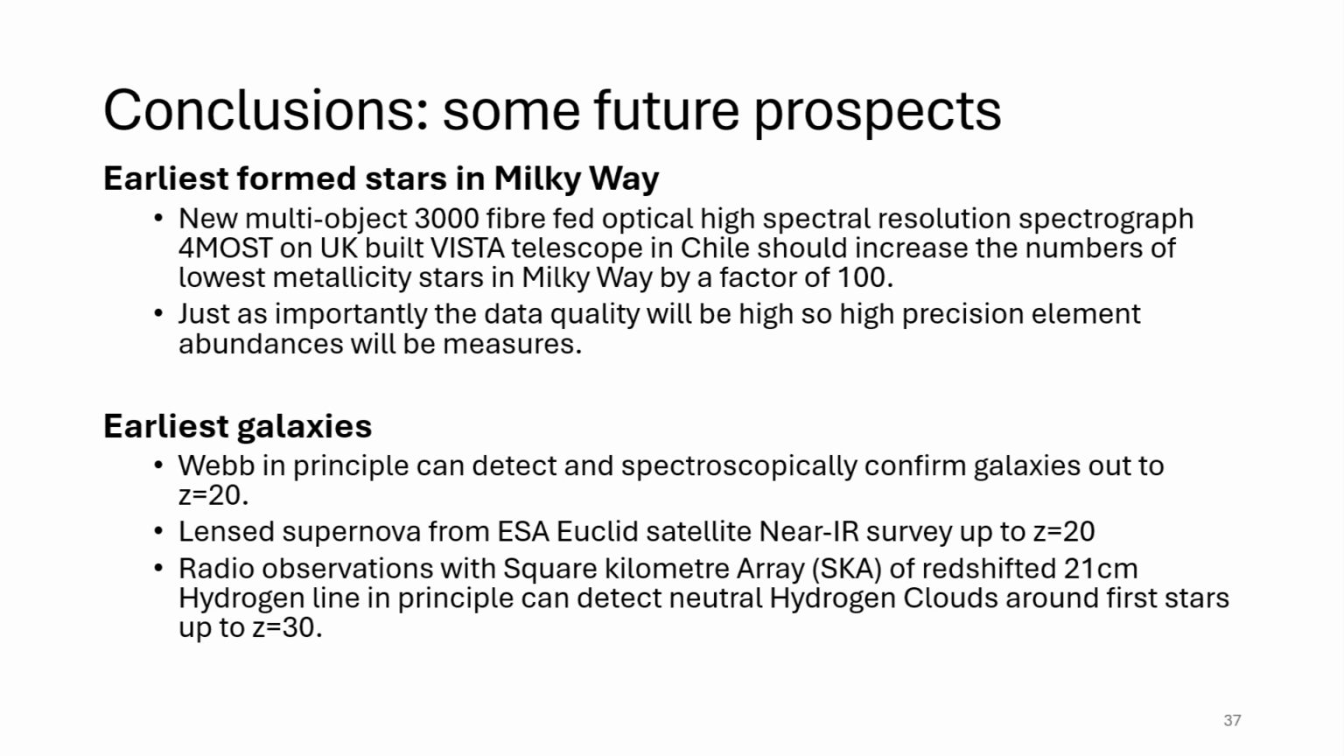Another exciting possibility is to use the fact that when a star explodes, some of them can actually be lensed. And so, again, in the near infrared, in principle, we might be able to find them up to redshift 20. And that's using stars.